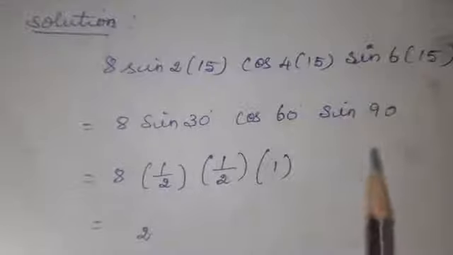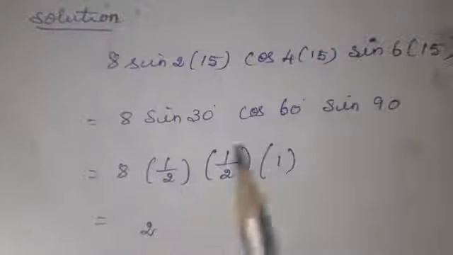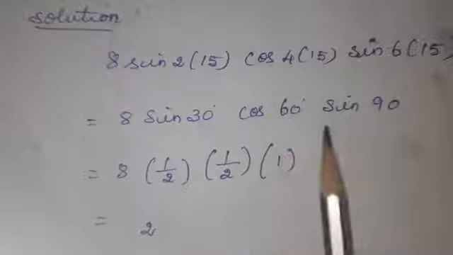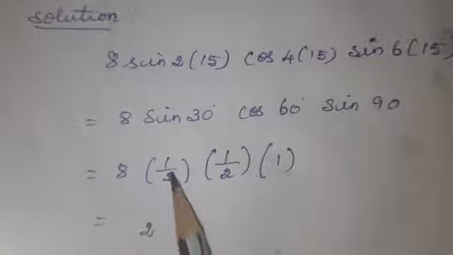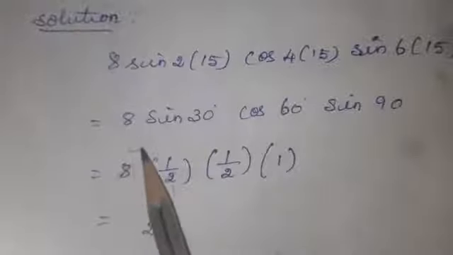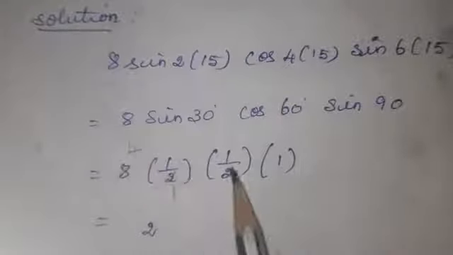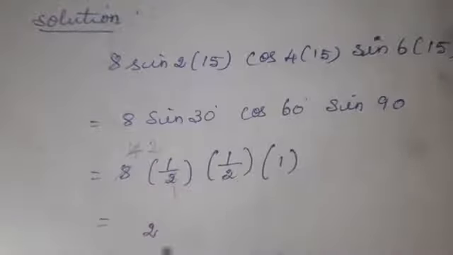Now you should apply the trigonometric ratio values. 8 into sin 30 degree, 1 by 2; cos 60 degree, 1 by 2; sin 90 degree value is 1. Multiply this one. Here numerator and denominator numbers you are having, so we are able to cancel here. In the 2 table, it is 1 time, 8 is 4 times. Again we can cancel in the 2 table: it is 1 time, this one is 2. So remaining you are having 2 into 1, which is 2.